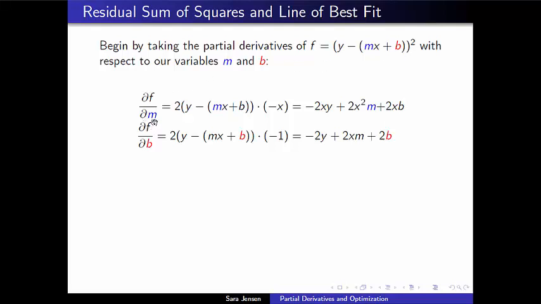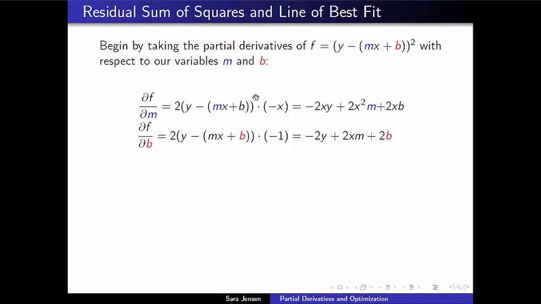When we're treating M as the variable, we think of the B as just some other constant right now. So we use our chain rule to bring our 2 down in front of this quantity. We leave the inside of the parentheses alone and subtract 1 from the exponent for a 2 times the quantity y minus mx plus b raised to the first power.